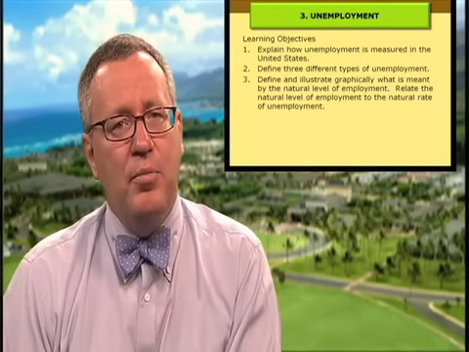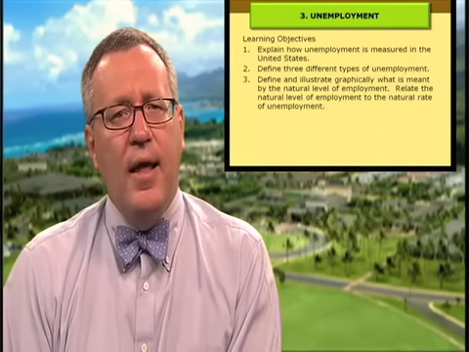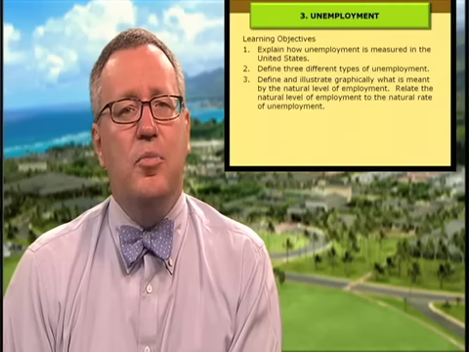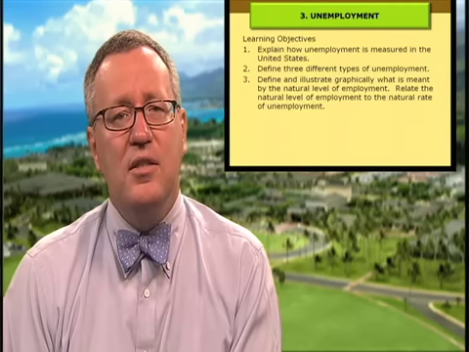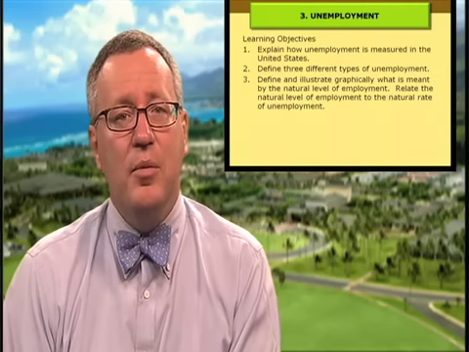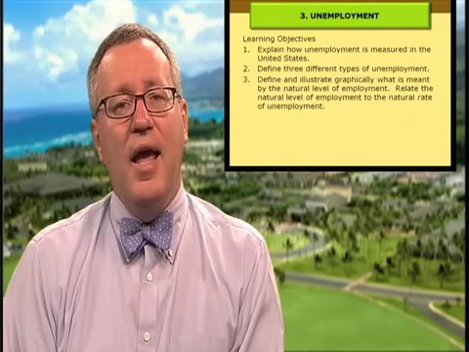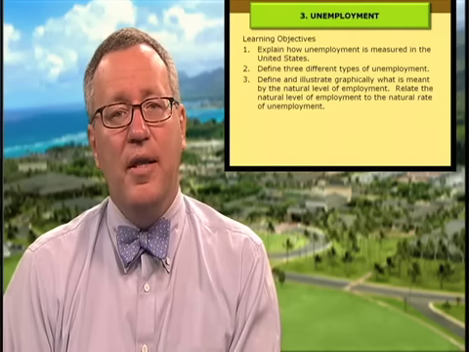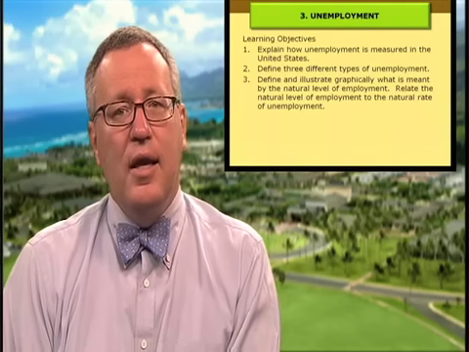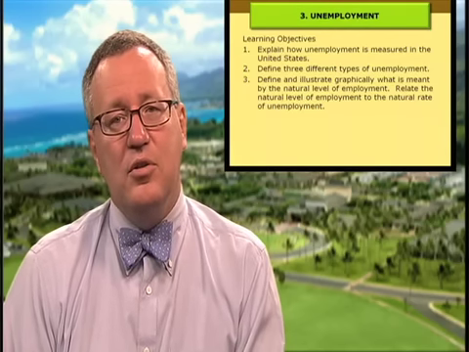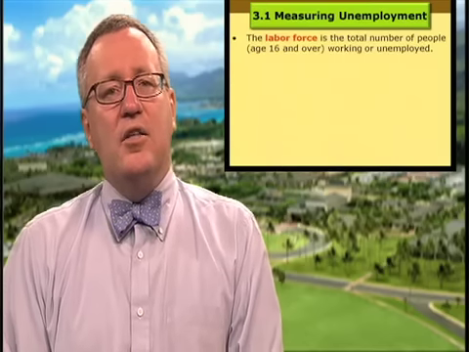We're going to talk about unemployment for a moment. Learning objectives here: explain how unemployment is measured in the United States, define 3 different types of unemployment, and then define and illustrate graphically what is meant by the natural level of unemployment and relate the natural level of unemployment to the natural rate of unemployment. So let's try and look into measuring unemployment.